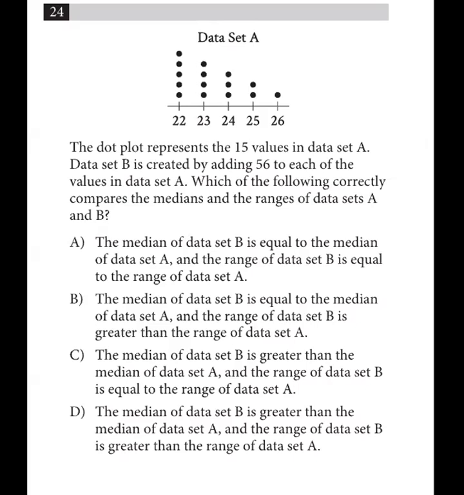Okay, so question 24. We're told we have a dot plot, and we're told that another data set is created by adding 56 to each of the values in set A. So in this case, all of these values would just be increased by 56. This becomes 22 plus 56, or all of these just plus 56. So in this case, both the mean and the median would increase by 56, and the range would still stay the same. The highest value minus the lowest value will still be the same range.